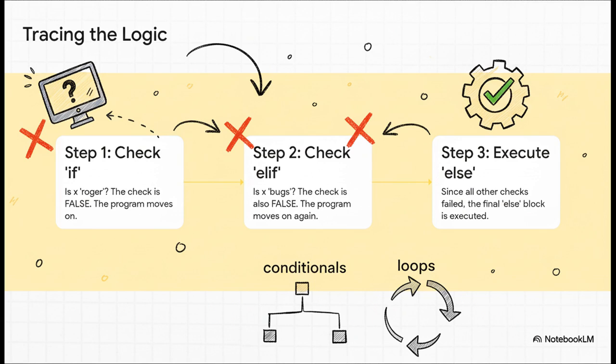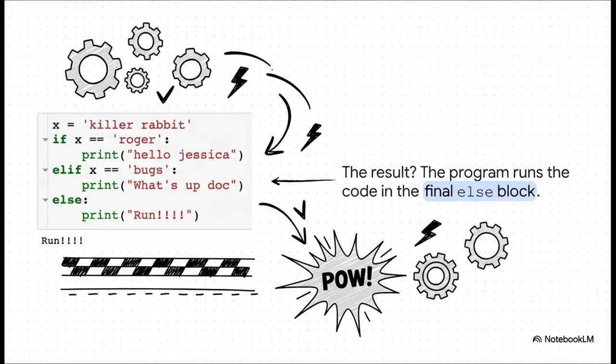It has to run the final else block. And the result is exactly what you'd expect. The program prints run. This whole structure is incredibly powerful because it checks each condition in order. But, and this is key, it stops the second it finds one that's true. Only one block of code in that entire chain will ever run.